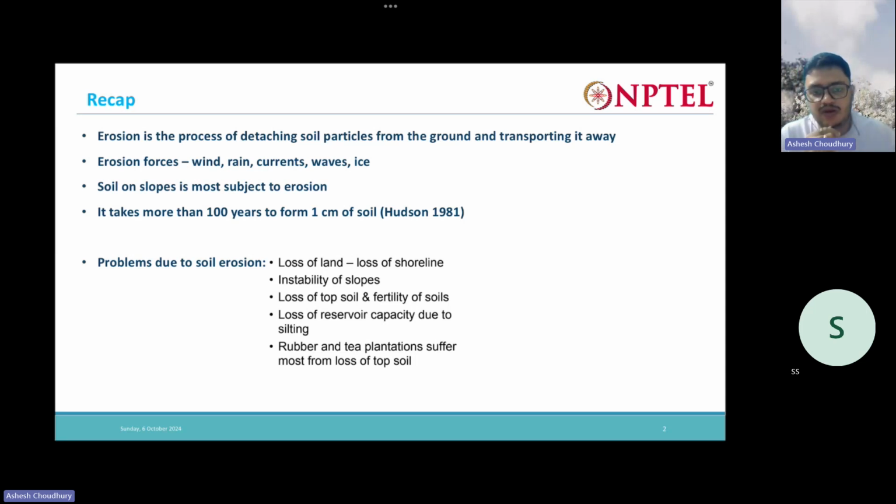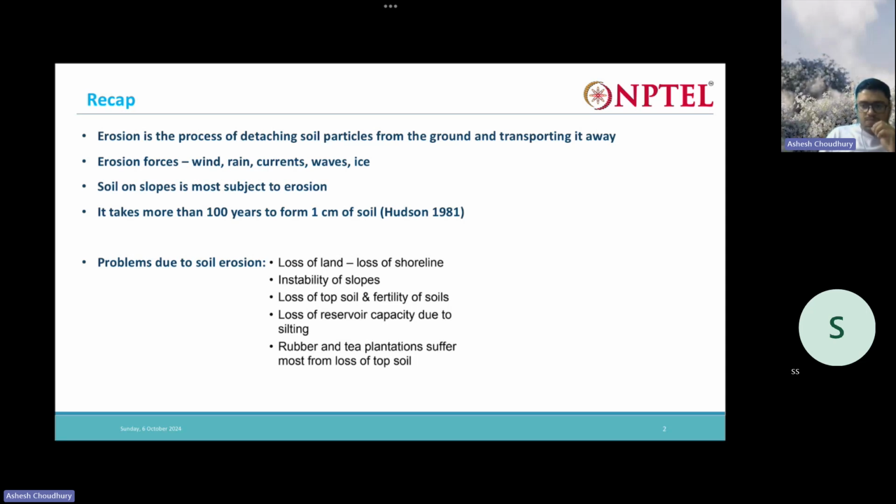Then you have loss of reservoir capacity due to silting. So what does loss of reservoir capacity due to silting mean? When the river flows, it keeps on eroding away the soil from the river banks, right? And this soil in turn gets deposited into the river bed, and the water carrying capacity of that river actually reduces, right?